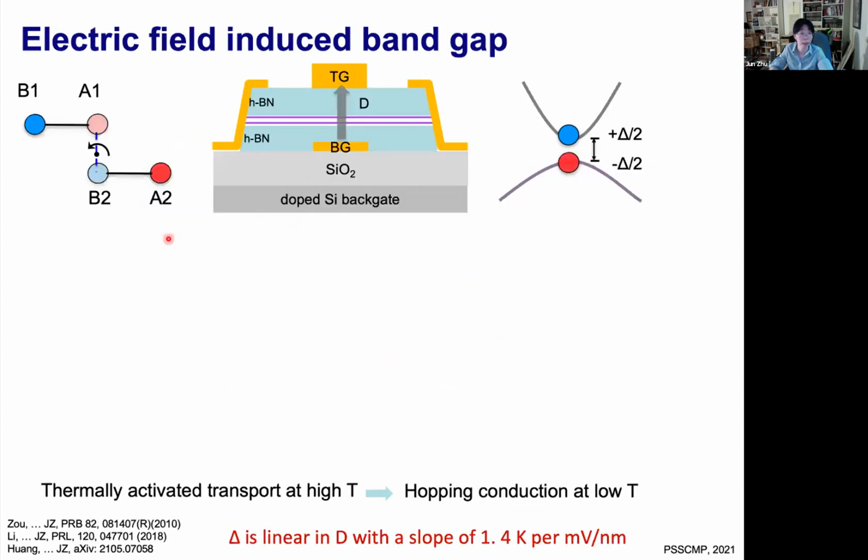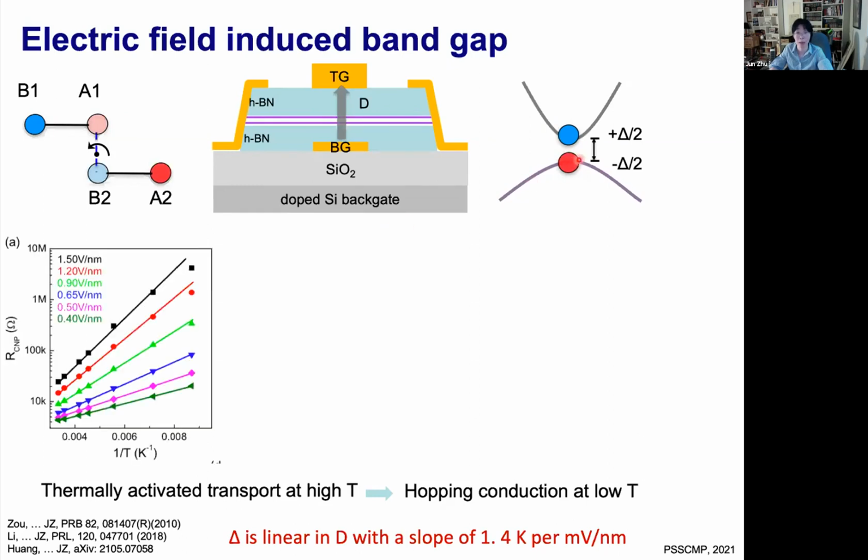We can create a band gap though by applying an electric field perpendicular to the sheet. And that's done by using two gates that sandwich the bilayer graphene like so. So when I apply an electric displacement field D here, I create two different electrostatic potentials for the top layer and for the bottom layer. And that is the origin of the band gap in bilayer graphene. We can measure that band gap by using thermally activated transport. I show you some of the data here.